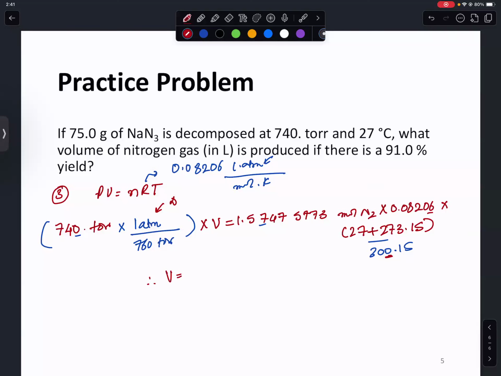So volume equals 39.83506056 liters, and which is 39.8 liters.